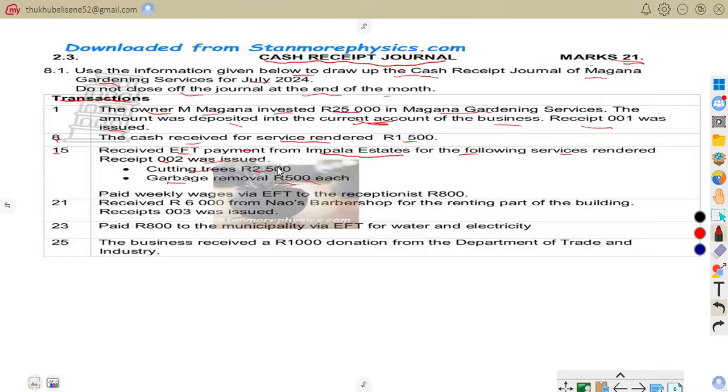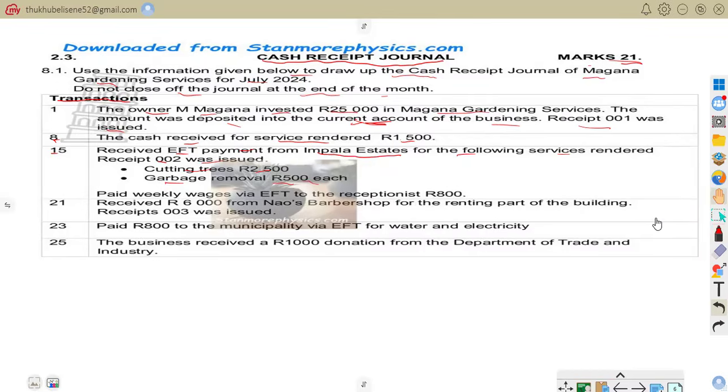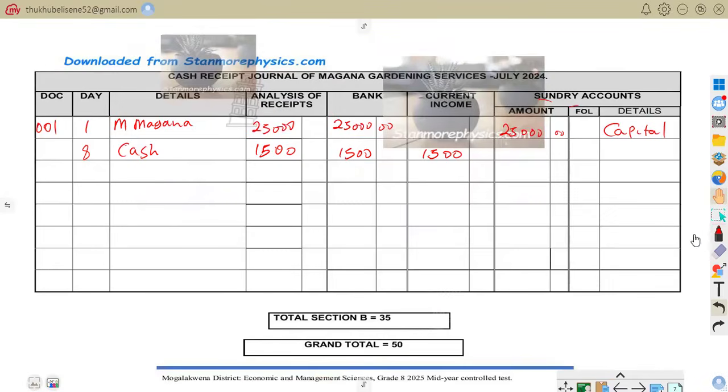Like you said, now we have to show that into our answer book. So let us go to our answer book. So here we are on our answer book. Like we have said, it was on the 15th. So that was for the invoice 002. The date is 15. So that is Impala Estates that is paying us through EFT.